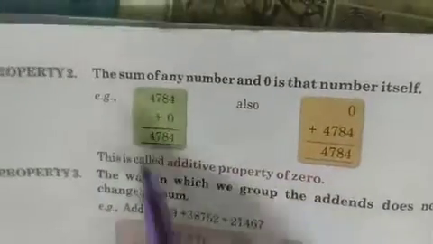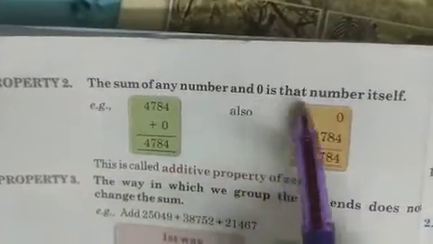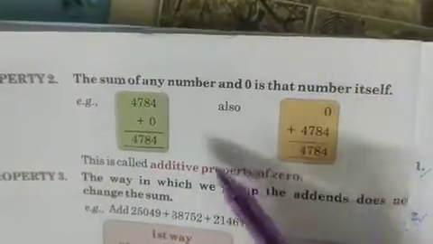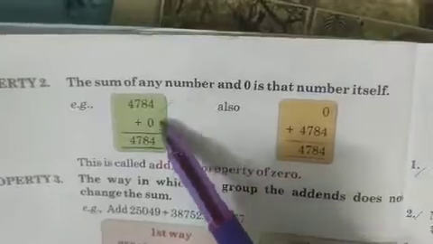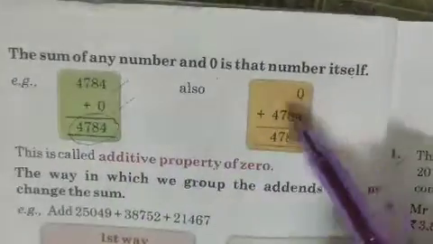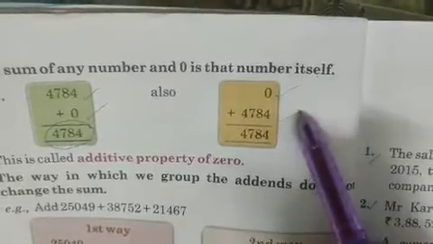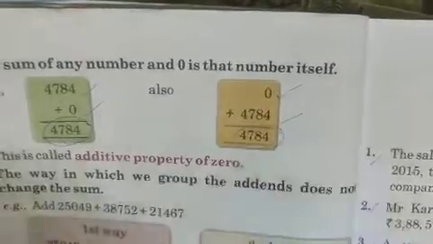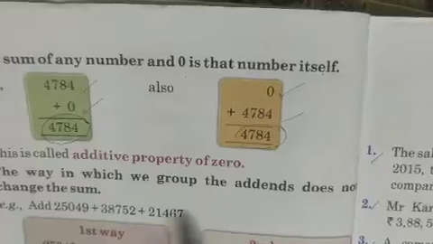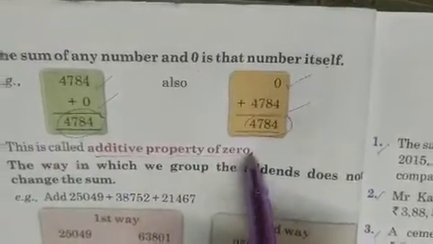Now we'll come to the property number 2. That is, the sum of any number and 0 is that number itself. It means that when we add any number with 0, the answer will be the number itself. Or when we add 0 and any number, the answer will be the number itself. So this property is called the additive property of 0.